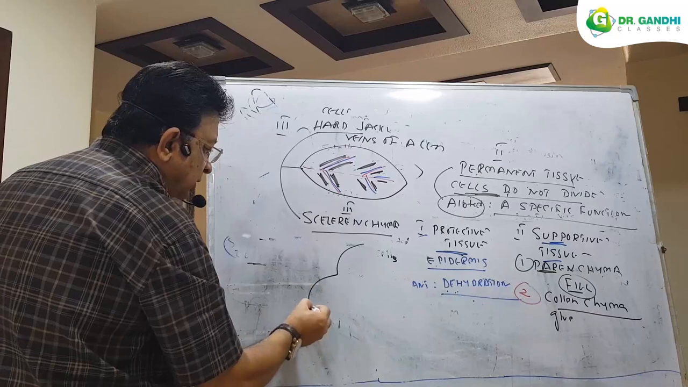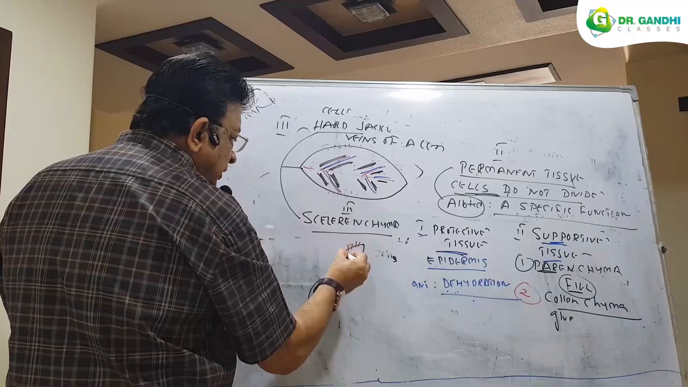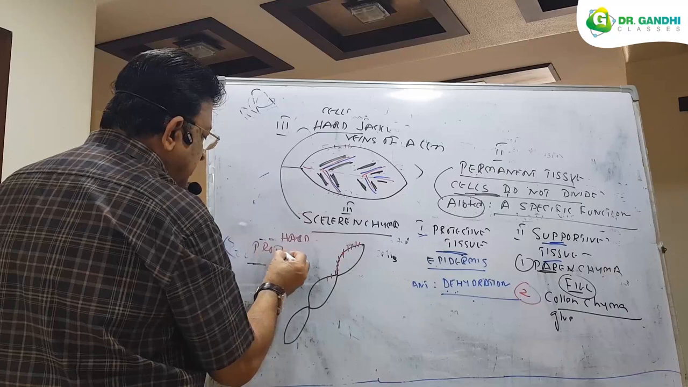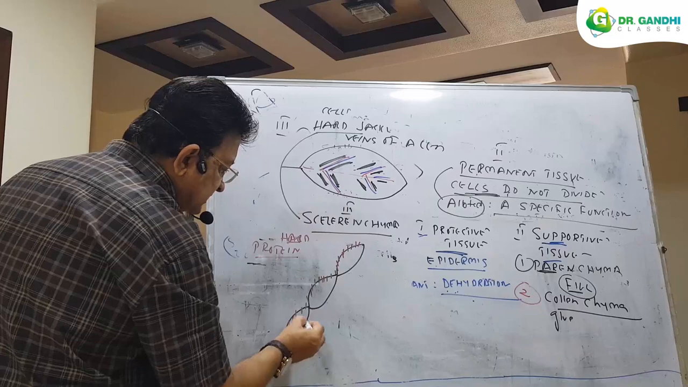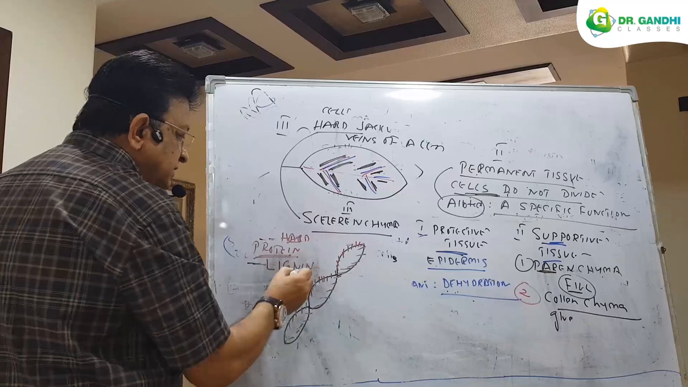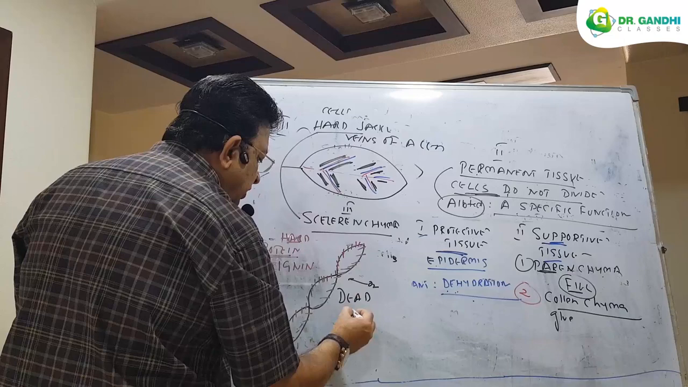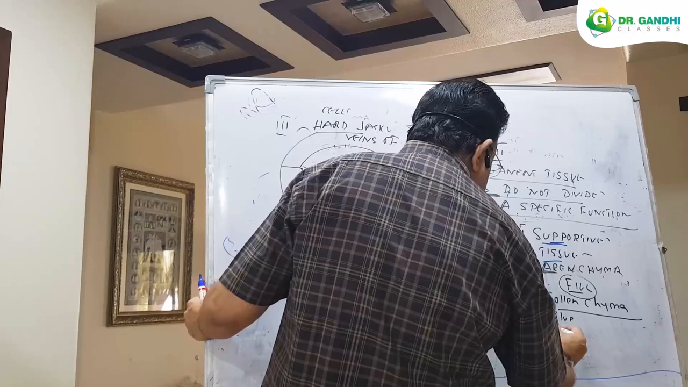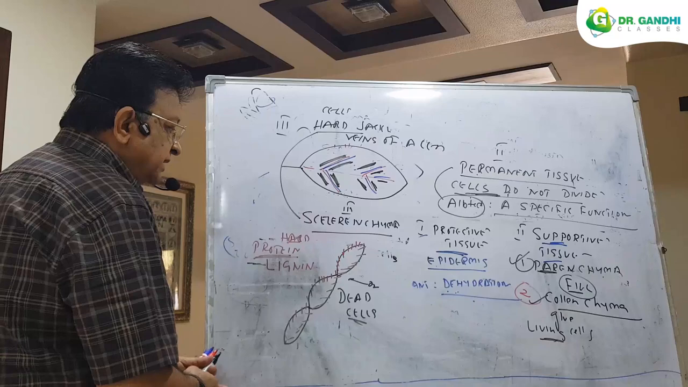So if I draw the cells, look here, you can see the cells are hard because of a protein, which is a hard protein lining the cell wall. So now you can see a group of tissues forming sclerenchyma. That hard protein is known as lignin. And because it is hard and tough, oxygen cannot enter. Therefore, by default, they are tissues made up of dead cells, whereas parenchyma and colenchyma are made up of living cells.